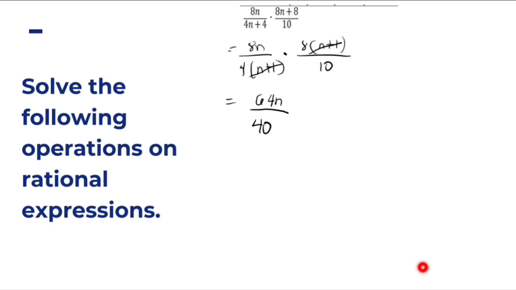However, you will notice that your coefficients or the constant numbers are still factorable by the same numbers. So we can still simplify that, using 8. So 64 divided by 8 is 8. So that's 8n, all over 40 divided by 8 is 5. So this is our final answer.